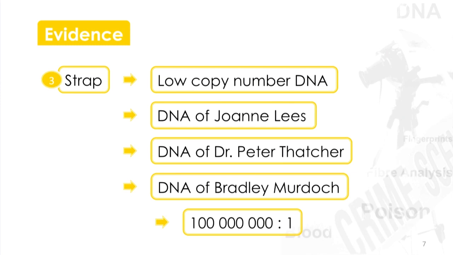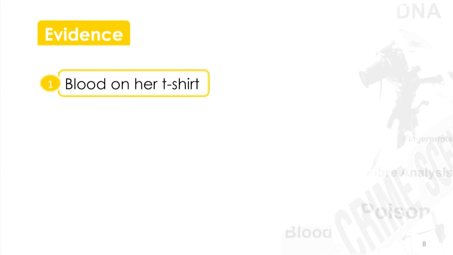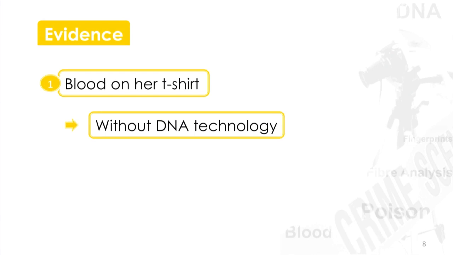So, what do we have? We have the blood on her t-shirt. If we did not have the DNA technology, how valuable would that evidence be? Well, without DNA technology, you could only use blood type. And if he'd had a rare blood type, you might have got 30 to 1 odds.